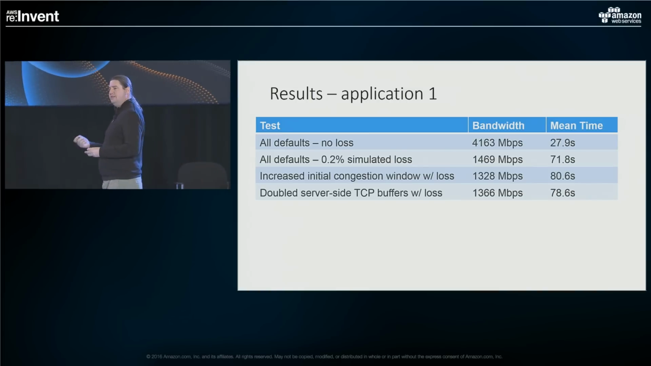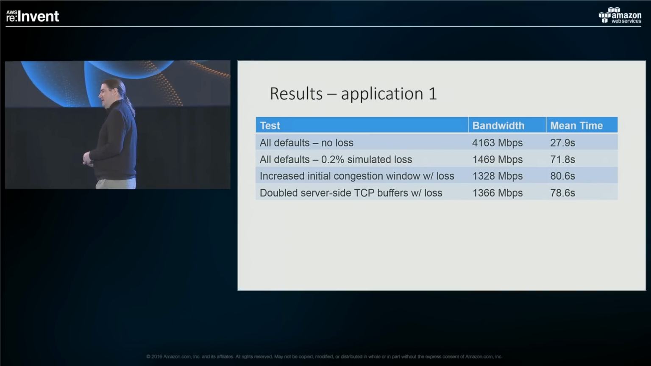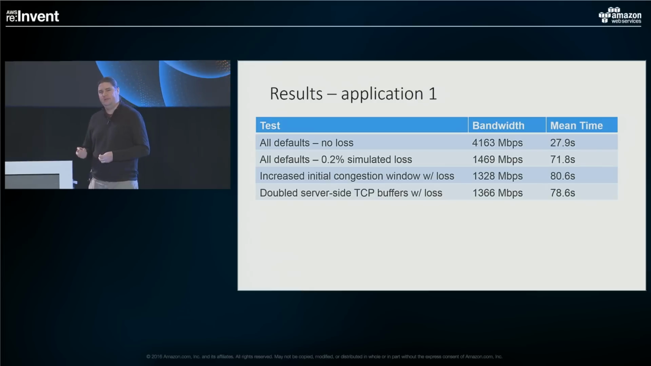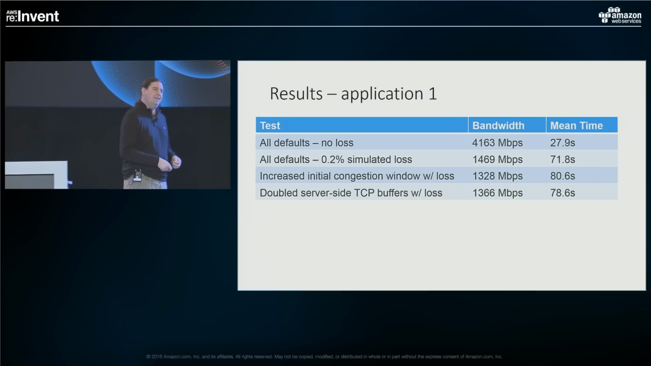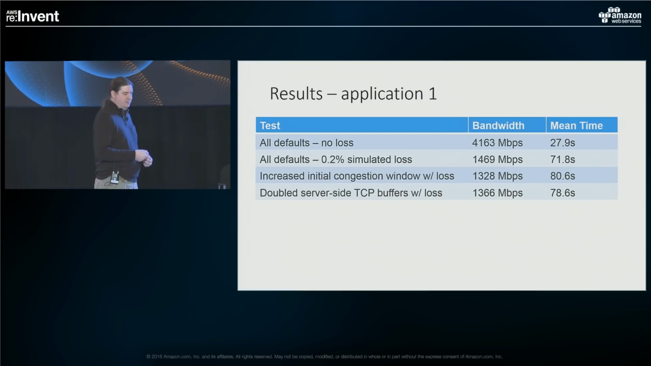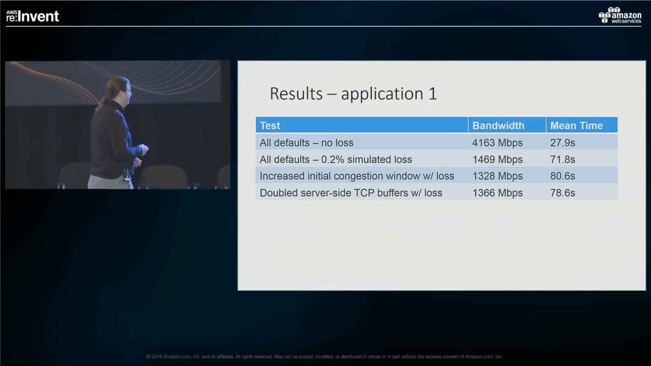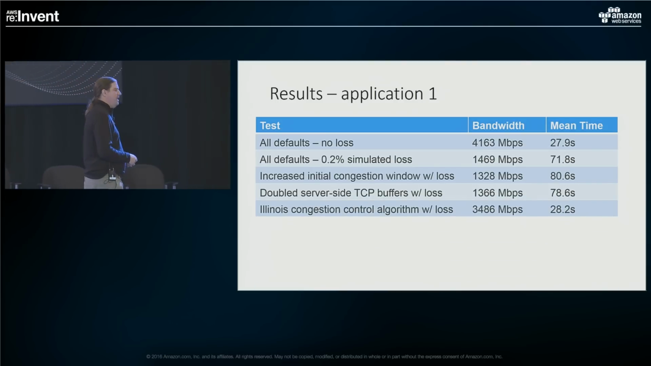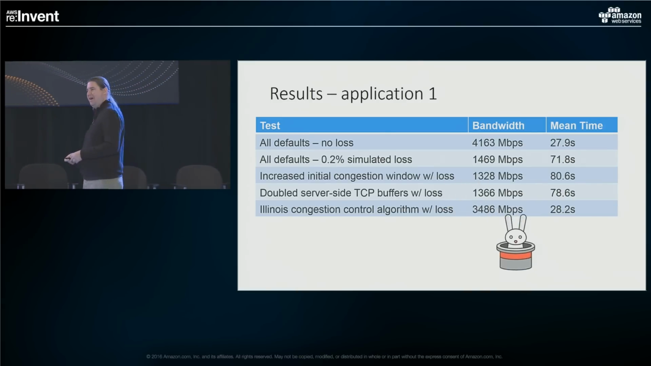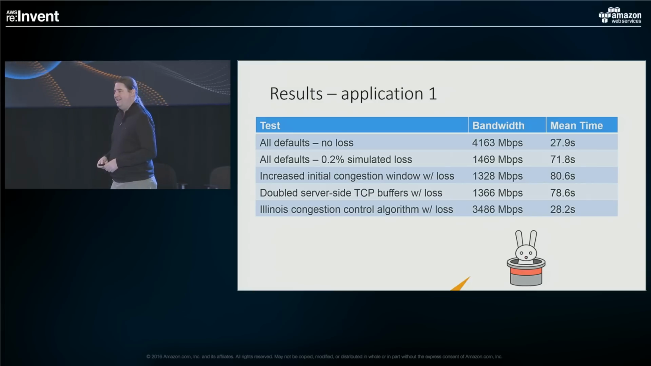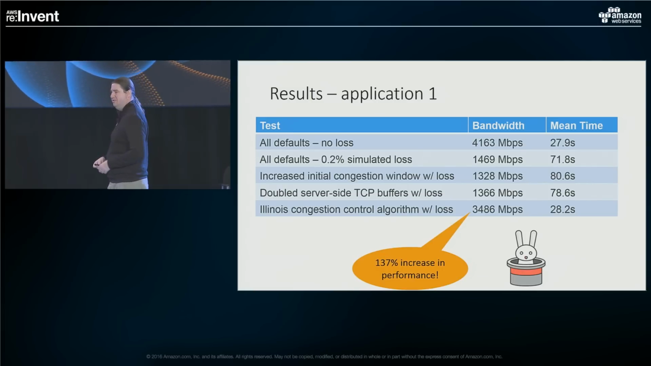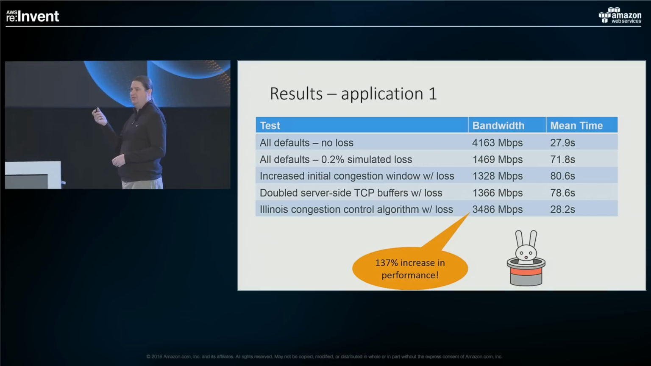In reading about some of these congestion control algorithms, I noticed that the Illinois algorithm, a little bit of foreshadowing here, was particularly built to handle loss a little bit better. So let's try plugging in the Illinois congestion control algorithm. Look at that. It's magic, right? I'm pulling this magic rabbit out of my hat, and I get a 137% increase in performance just by tuning the TCP congestion control algorithm.